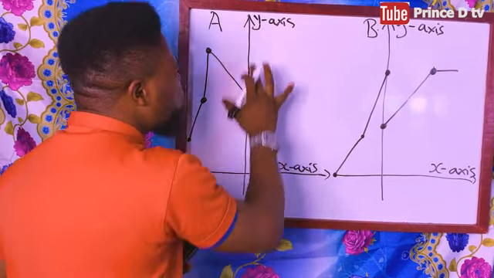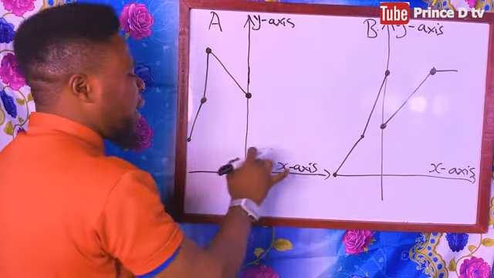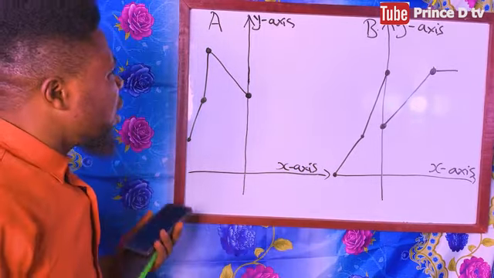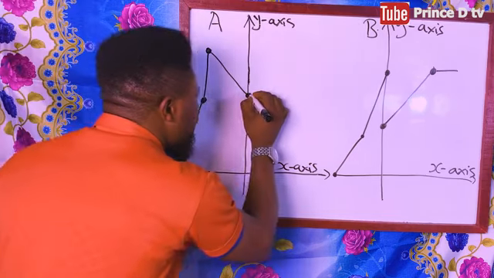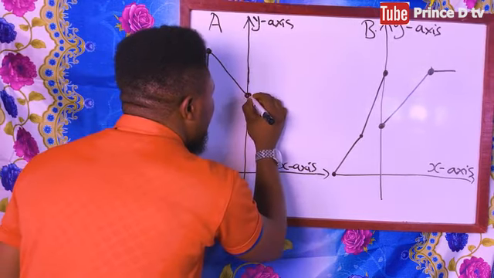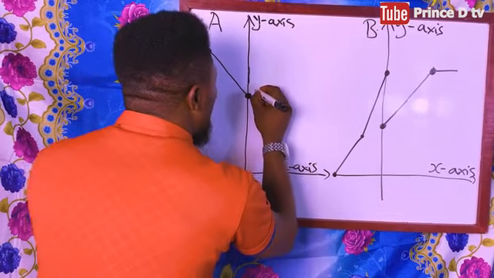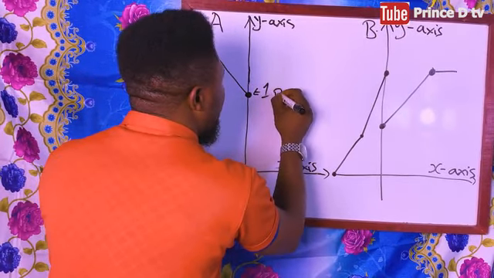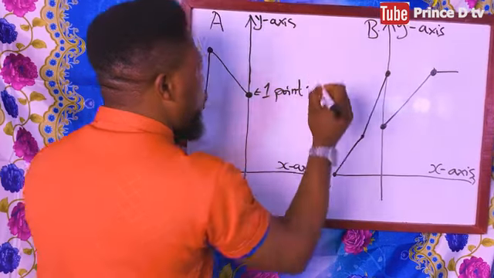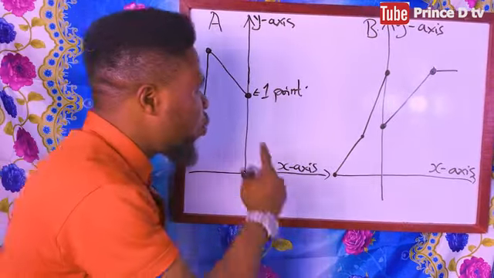So when you look at your xy plane, xy axis, if you like, if it is touching it, just imagine this is it, this point. So we have this is 1 point. Let's move to B. We'll come back to A.